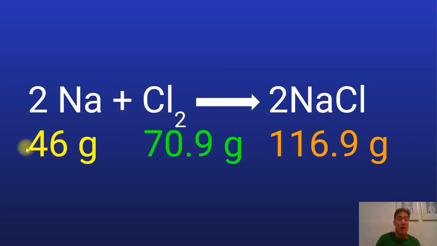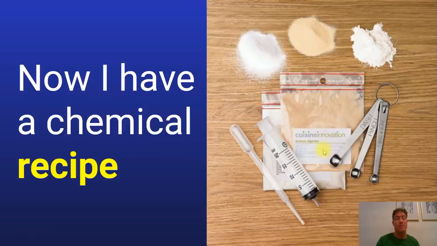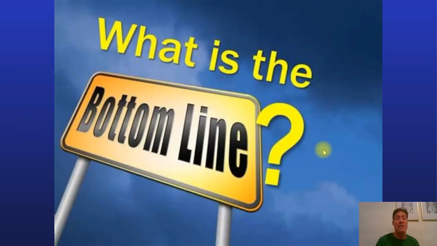So how do I get 2 moles of sodium? I get 46 grams of sodium. How do I get a mole of Cl2? I get 70.9 grams of chlorine, and that will make 116.9 grams of salt. And notice this preserves my conservation of matter, right? The principle that matter can be neither created nor destroyed. The amount of reactants that I have equals the amount of product that I have. So now I have a chemical recipe.